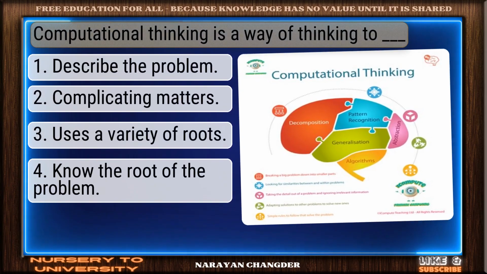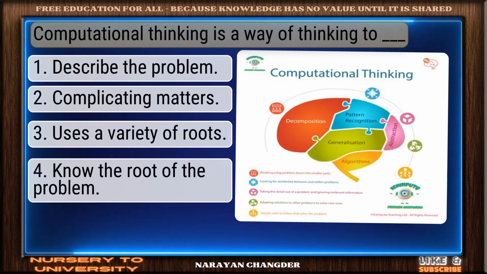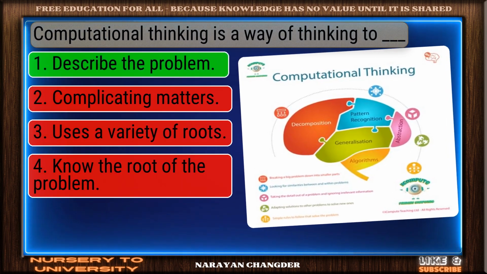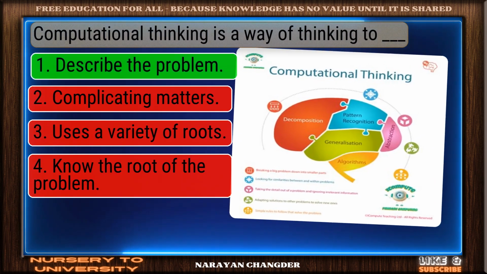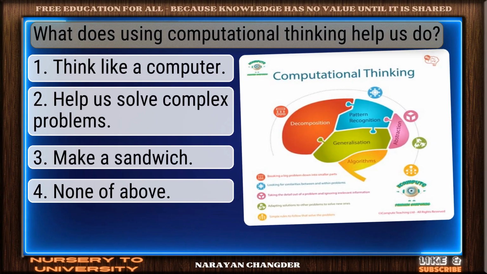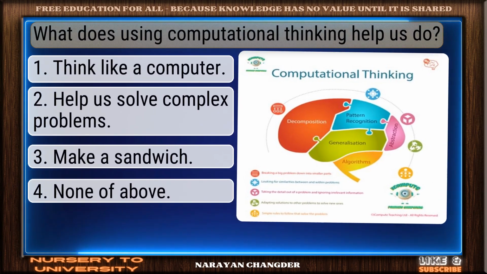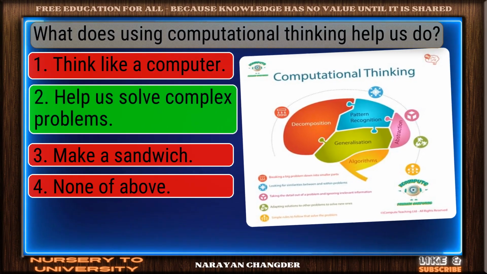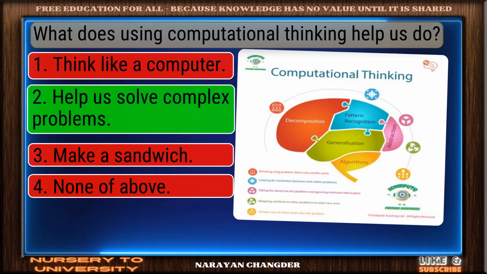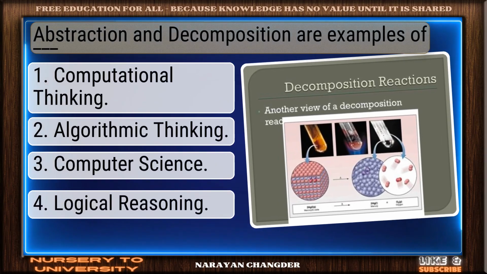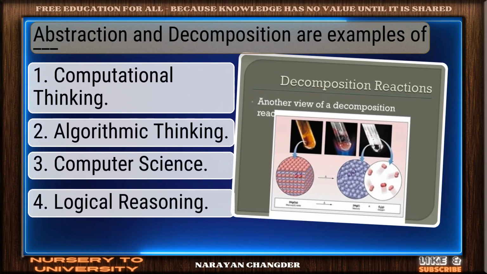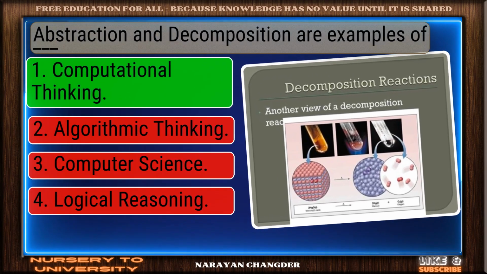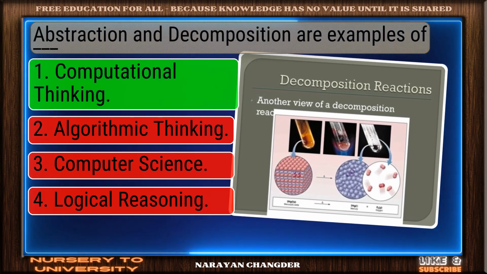Question number 46. Computational thinking is a way of thinking to dash. Right choice. Describe the problem is the best answer. Question number 47. What does using computational thinking help us do? Nice selection. Help us solve complex problems is the correct and valid answer. Question number 48. Abstraction and decomposition are examples of dash. Nice work. You chose computational thinking and it is correct.